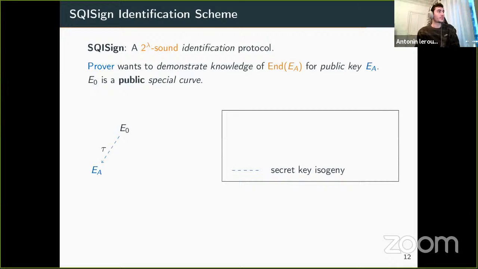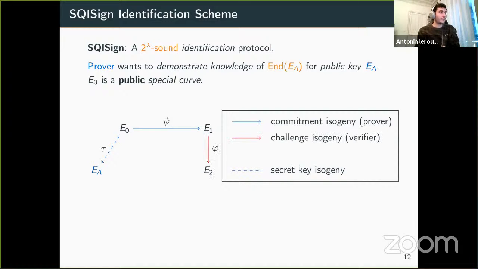So we have a prover who wants to demonstrate the knowledge of the endomorphism ring of some public key EA. And in fact, the secret key can be seen as an isogeny from E0, a public special curve, to EA. So our identification protocol fits in the Sigma protocol framework, which means that in its interactive form, this is a 3-round protocol. First, we start with a commitment to a curve E1 that is going to be computed by the prover through a secret commitment isogeny psi.